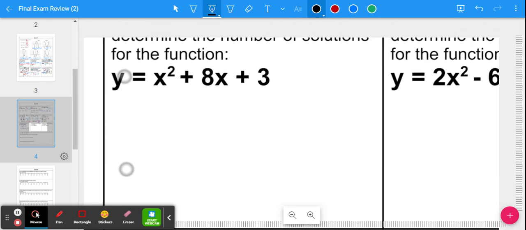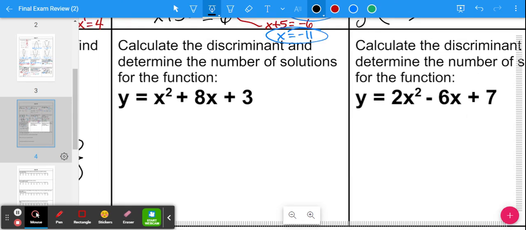The next one says, calculate the discriminant and determine the number of solutions for the function. Remember, the discriminant is found by doing only what's under the square root symbol in the quadratic formula. So the discriminant is found by doing b squared minus 4ac. So you still have to label your parts. A is 1, b is 8, and c is 3.